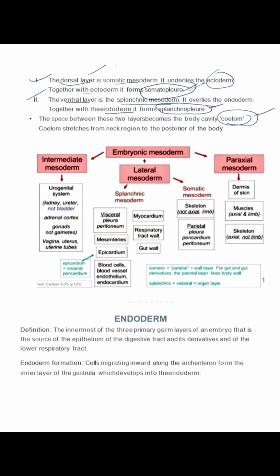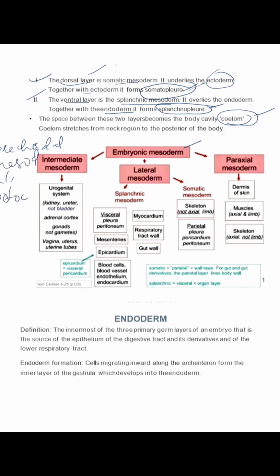Now we'll see the different derivatives formed from the embryonic mesoderm. The mesoderm is divided into the lateral mesoderm, paraxial mesoderm, and intermediate mesoderm. First one we studied is the precaudal mesoderm. This precaudal mesoderm will form the notochord.